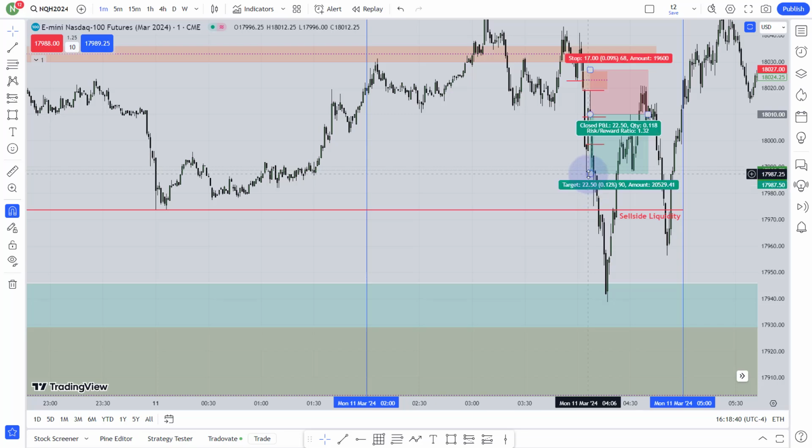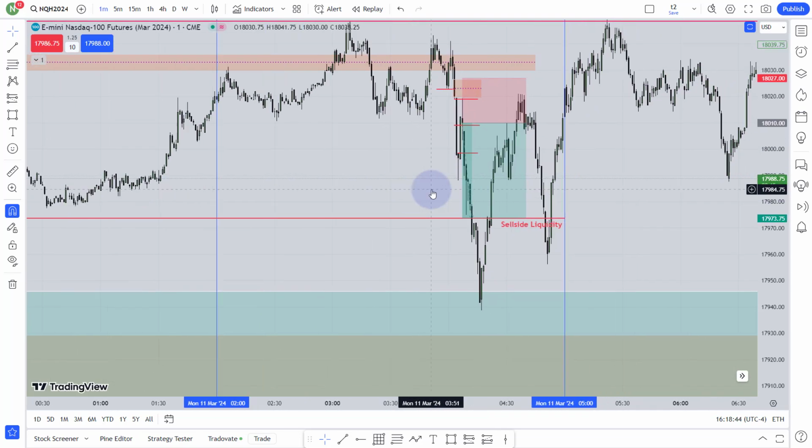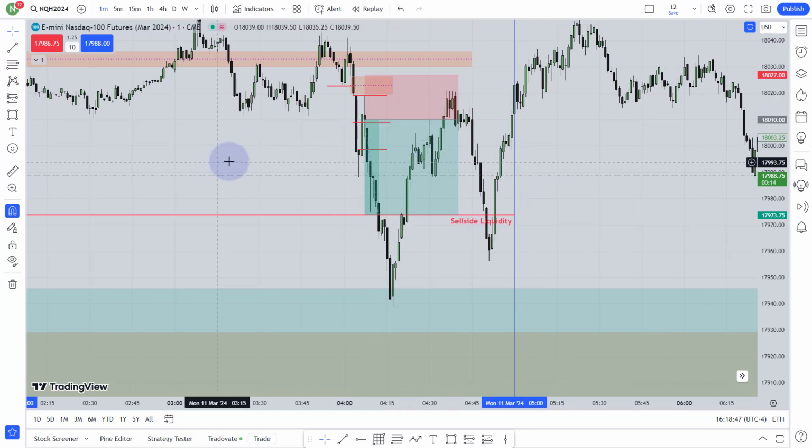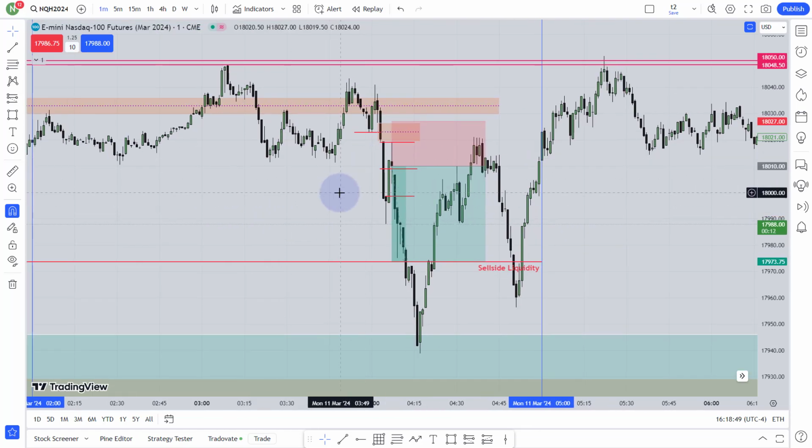and you will look for that obvious sell side liquidity. So there is your obvious sell side liquidity. In my opinion, that's all the setup for the London session.